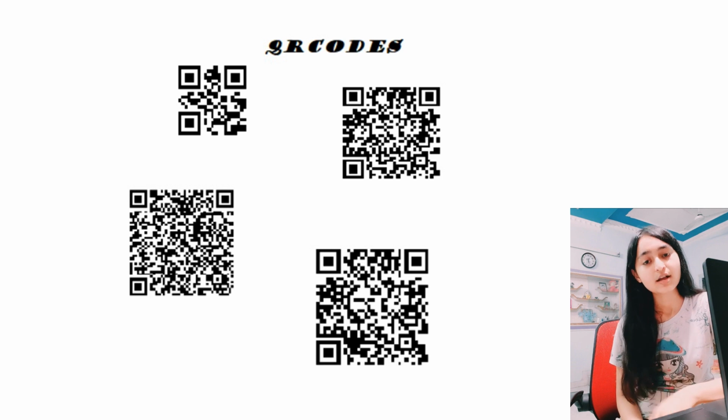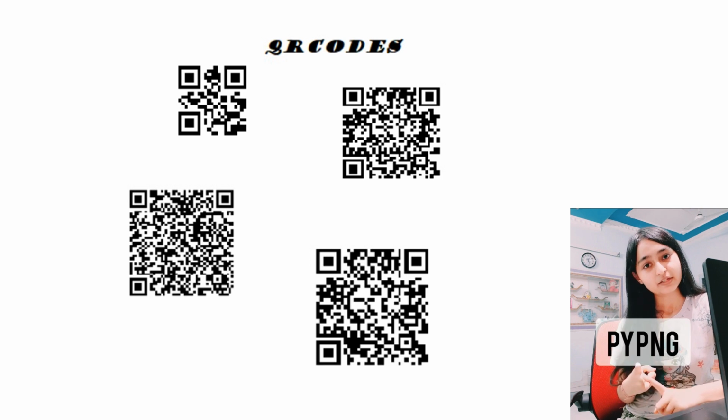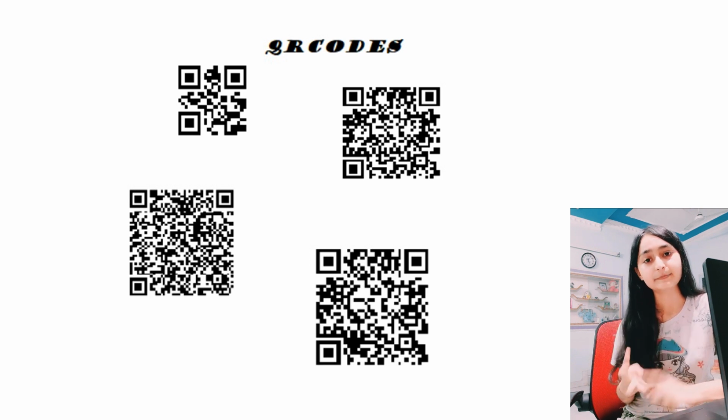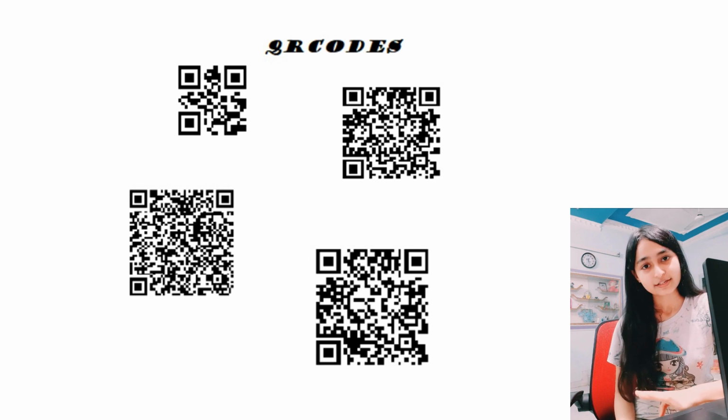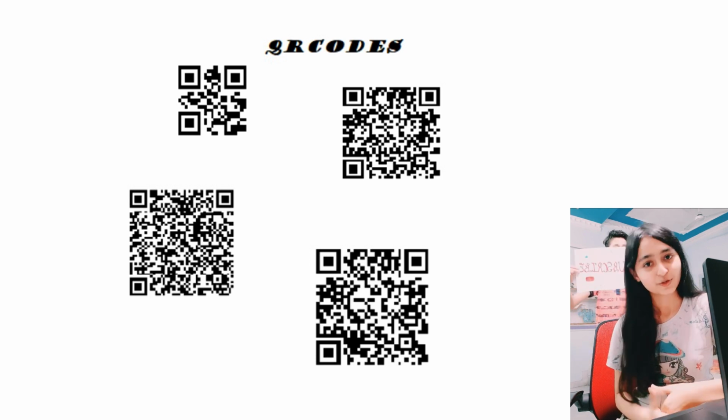For the code, first you need to install four libraries, which are PyQRCode, PyPNG, PyZBar and Pillow. You need to install these four libraries, and then you just need three lines of code to generate your own QR code in the form of an image. So this is all, and now let's move on to the code.